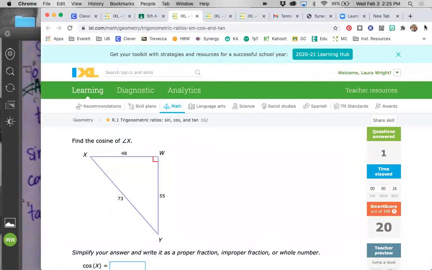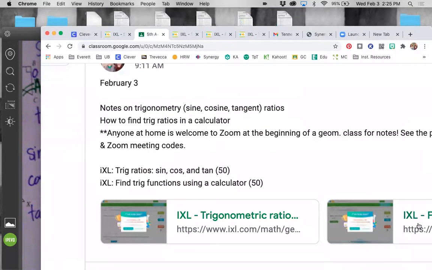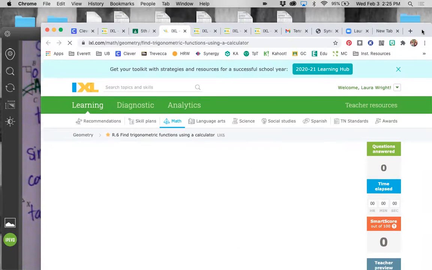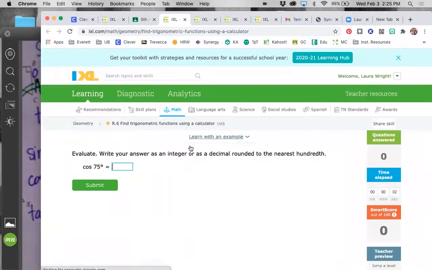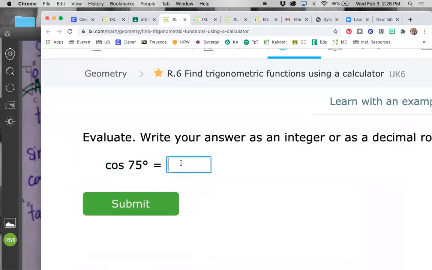The other one is even easier. It is find trigonometric functions using a calculator. Notice this doesn't say the ratio, so you're not making the fraction here. You are literally typing cosine 75 into the calculator, and that's it.